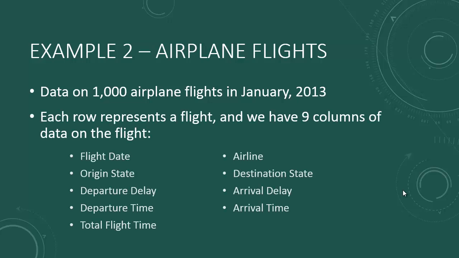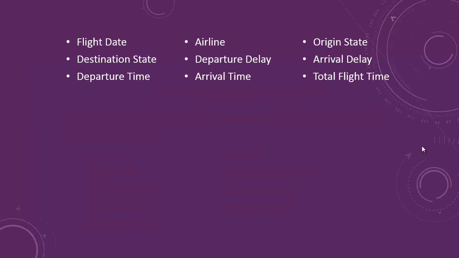So we've got a flight date, an airline, an origin and destination state, departure and arrival time, departure and arrival delay, and total flight time. Using only these 9 data points, we can make some very powerful deductions using Excel.